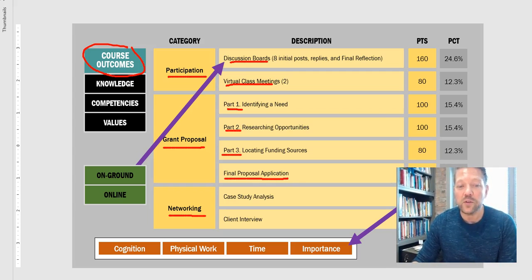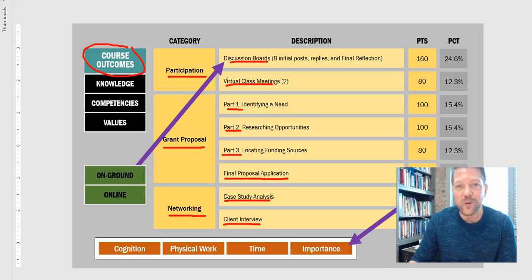I also require students to do 2 networking activities. One is a case study analysis, and one is an interview with a client for whom they're developing this grant project. So that part is pretty simple to do, because I've thought about what my course outcomes are. I thought about an authentic way to organize the course, and I thought about how I can have students actively involved in applying the knowledge and the competencies that I mapped in the course in a way that they feel is authentic to what a person in this field would be doing with that knowledge and those competencies.